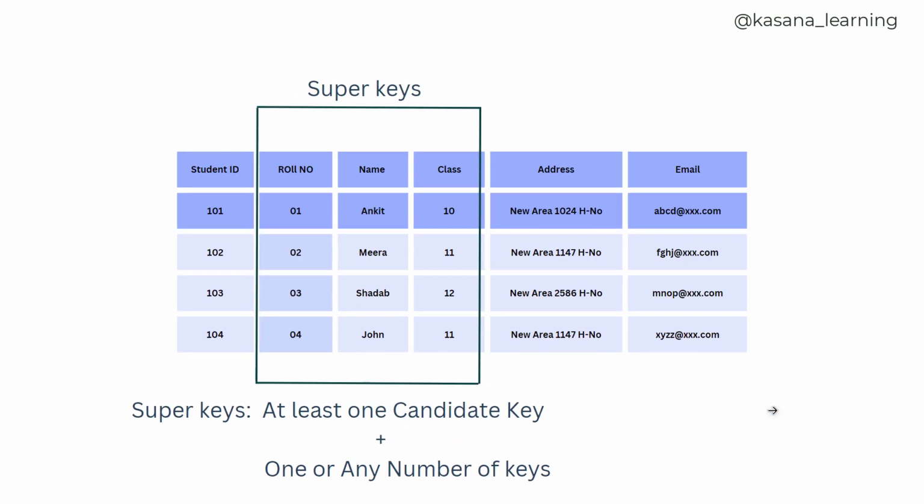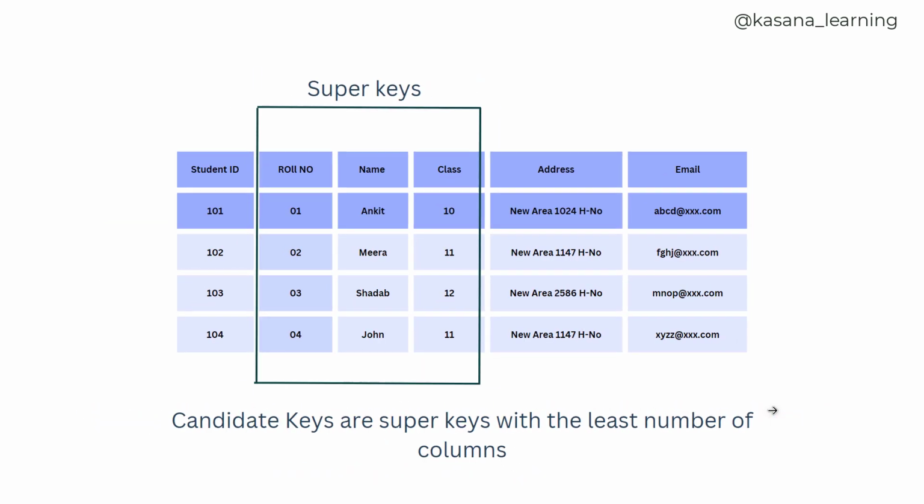So the condition here is that at least one candidate key should be there, and it can be a combination of a single key or any number of the keys. So candidate keys are the super keys with the least number of the columns.